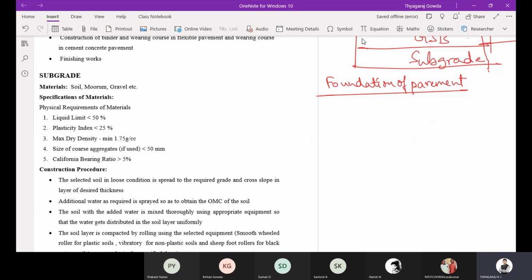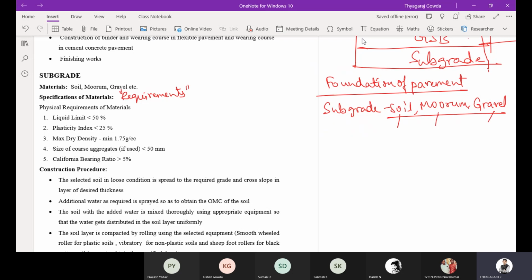These are the minimum requirements. We can call these specifications the requirements of the material. What are the material requirements which can be used for the construction of the soil subgrade? Usually the subgrade is constructed with the help of soil, or murram. It is the type of soil and gravel. These are the major constituents of the subgrade soil. So the subgrade will be constructed using these major constituents, that is soil, murram and gravel. Then what are the requirements of the soil, murram and gravel?